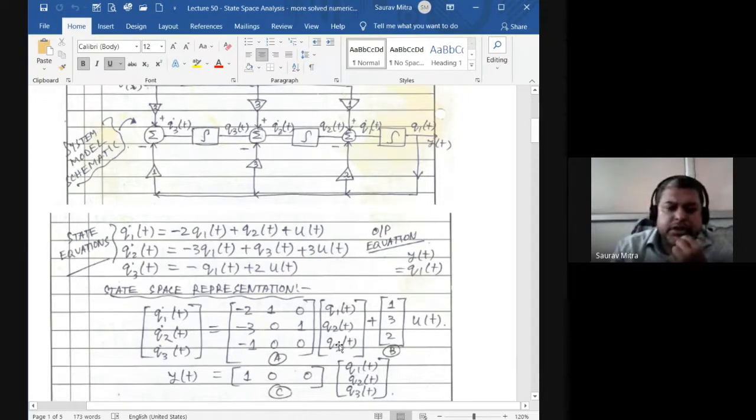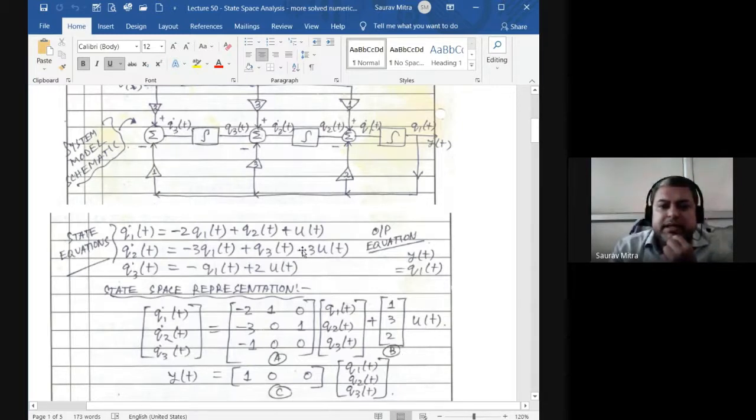So the q3 dot equation is equal to minus q1(t) plus 2u(t). When you are representing it, the coefficient of q1 will be minus 1, and there is no q2 and no q3. Hence the coefficients of q2 and q3 will both be equal to 0. So in the q3 dot equation, q2 and q3 are not there, but the input is there.